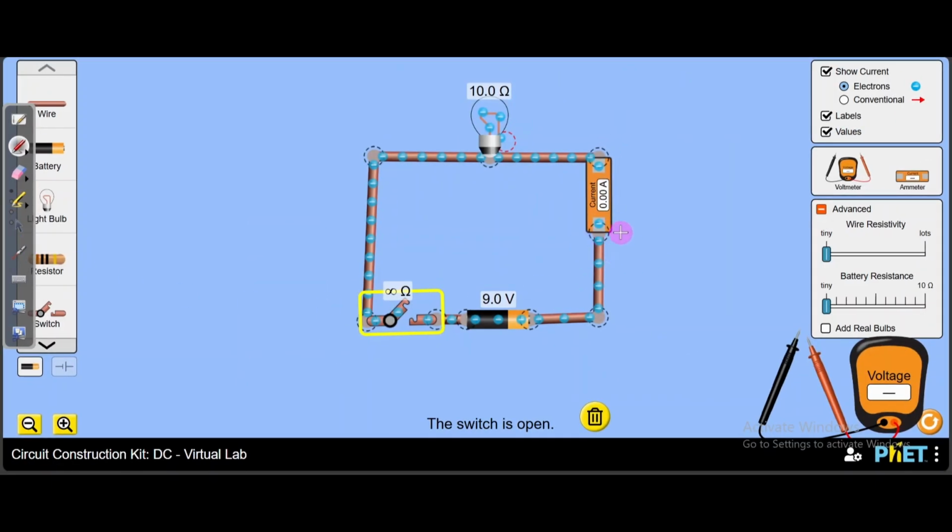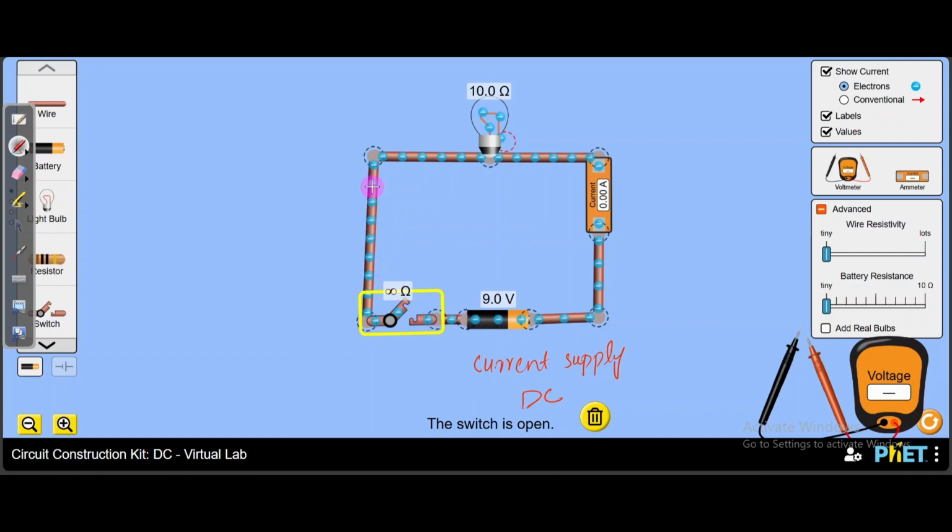In this simulation we have a simple circuit which consists of this battery, this is the switch, this is the bulb, and this is the emitter. All these components are connected with each other through this conductor. This current supply is actually the DC. DC means direct current.